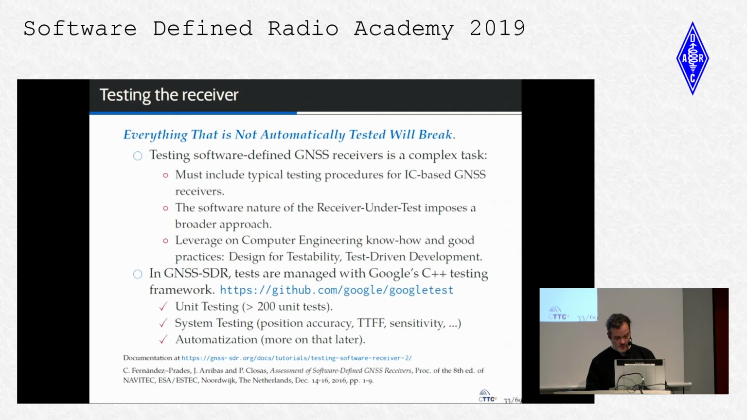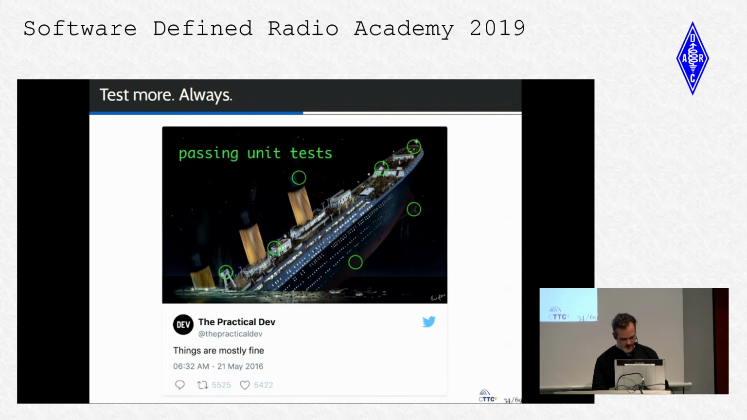And for that, we use a library, which is also open source. It's released by Google. It's called the Google C++ testing framework. We have more than 2,000 tests, and everything is automated in a GitLab server. I will show that later. So beware of unit tests. They are very nice, but they are not the holy grail. You always need system tests, and you need to be sure that everything is working right, apart from these unit tests.